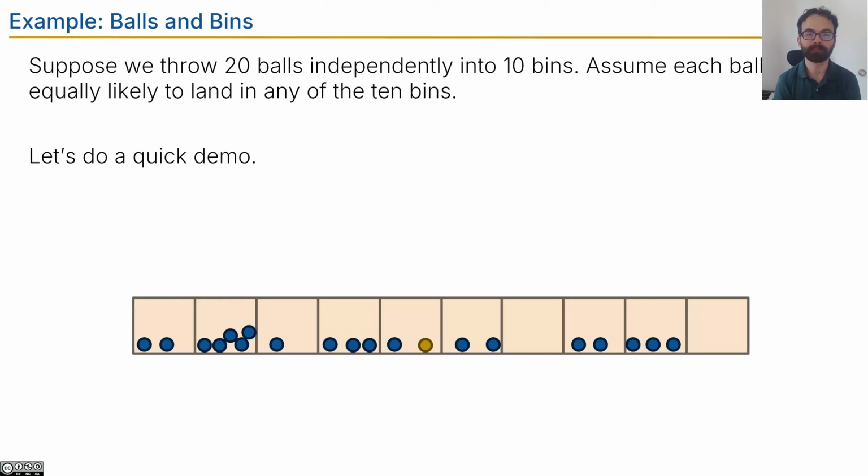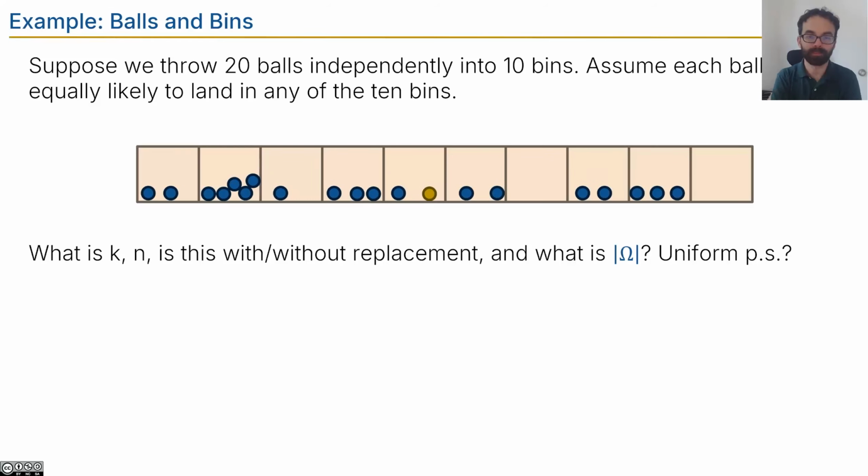And that's the problem. So something I find really helpful to do when you're approaching a new probability space and you're learning probability is to say, how does this fit into the definition of random experiment? That is, what's the K? What's the N? What's the size of the sample space? Is this with or without replacement? And is this a uniform probability space? So, question for you. What is it?